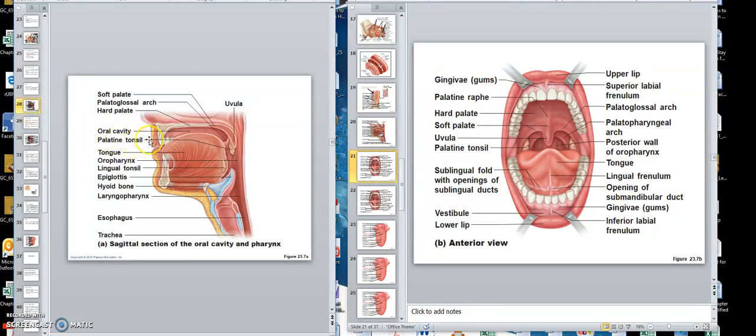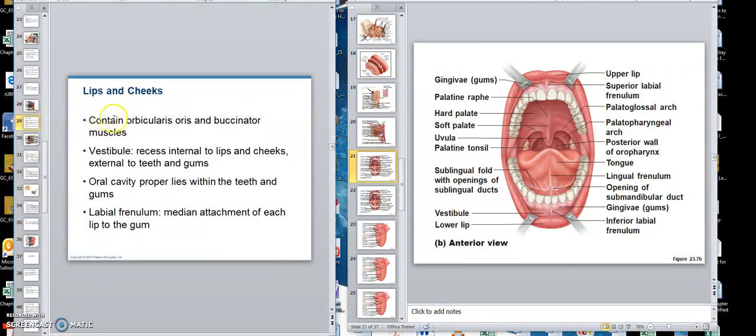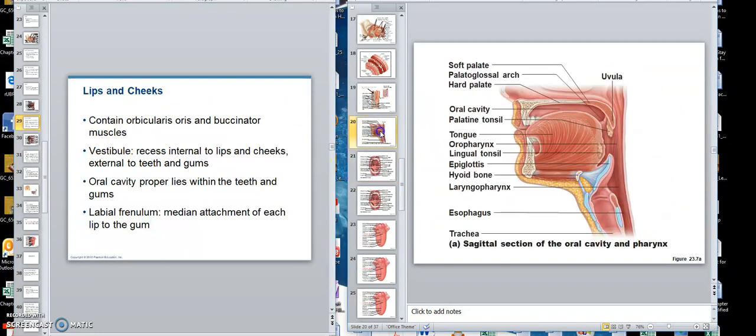So here's that. Now we have the teeth here. Let's see what we got. Lips and cheeks contain the orbicularis oris and buccinator muscle. Buccinator muscle in the cheek, orbicularis oris muscle. Orbicularis oris muscle, kind of open. It goes around the lips there. Orbicularis oris.